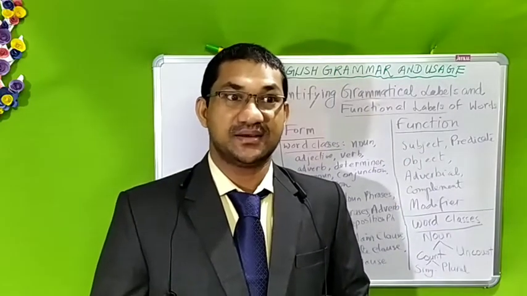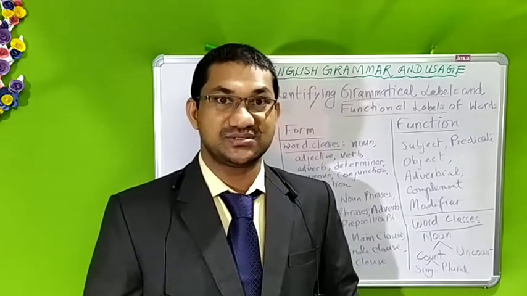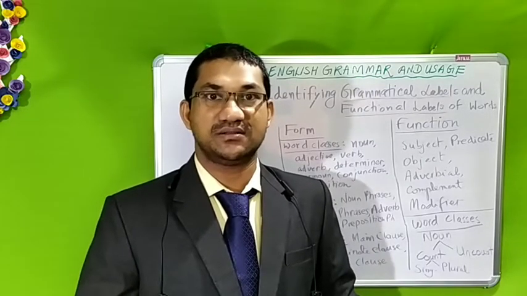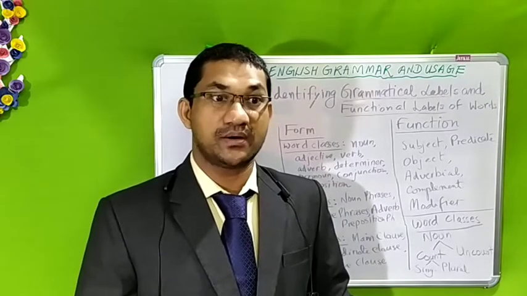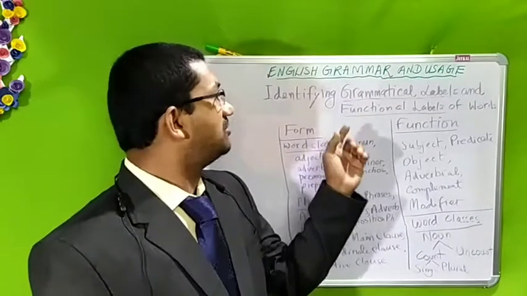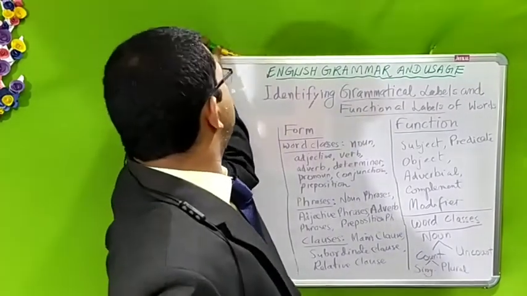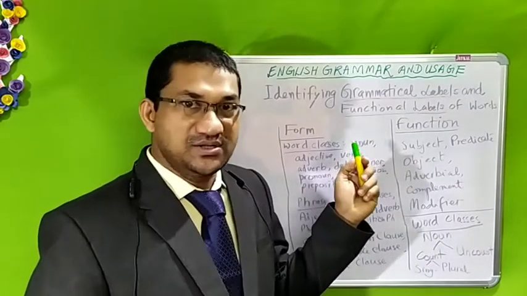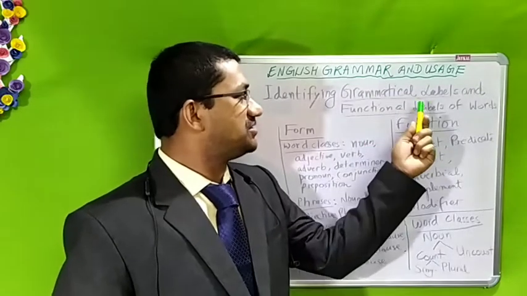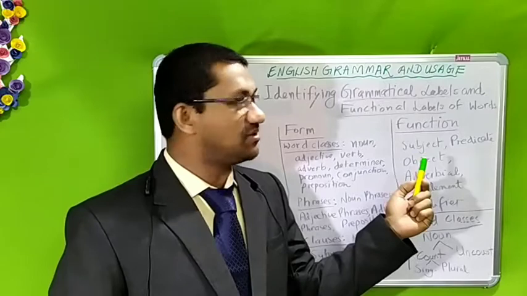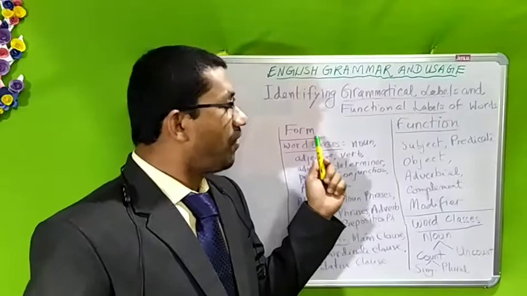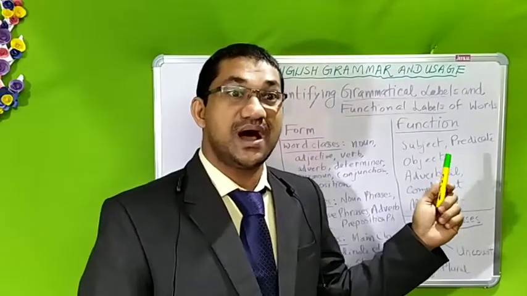We are looking at grammatical labels and functional labels of words. And we know that we understand, discuss and classify these many words of the English language based on 2 concepts. One is form and the other is function. To be very precise, we are identifying the grammatical labels and functional labels of the words of the English language based on the form on one side and function on the other side.